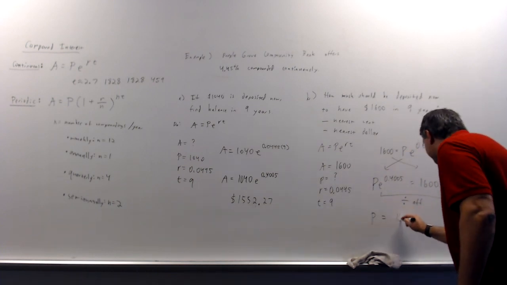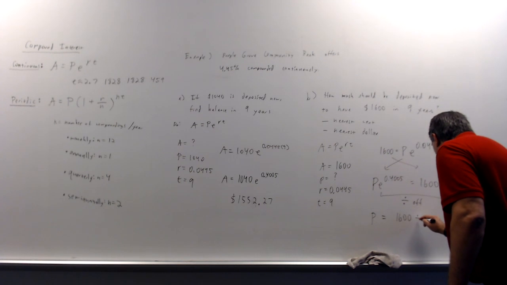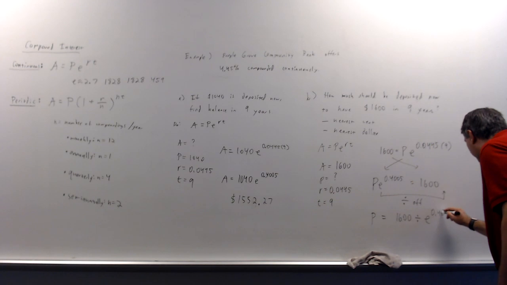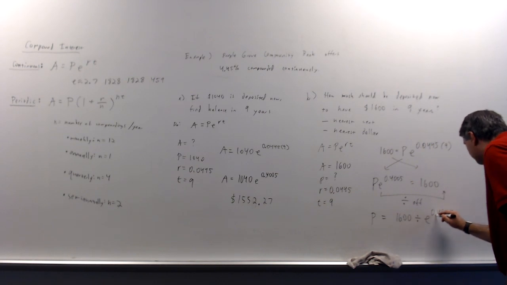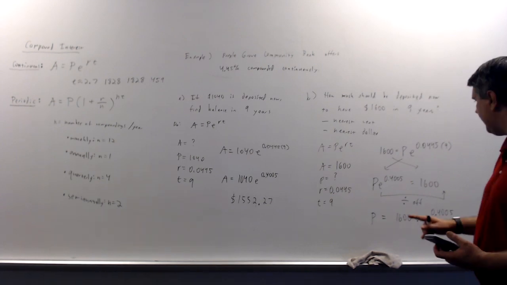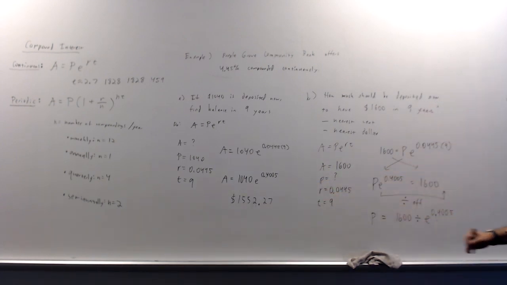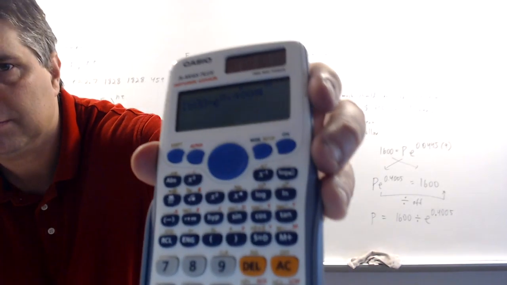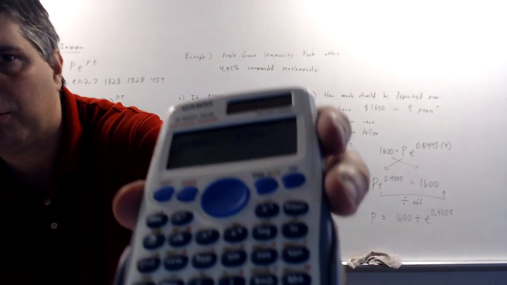So P equals 1,600 divided by e to the 0.4005th power. Okay, so I'll do similar to what I did here, except instead of multiplying, I'm going to divide. So 1,600 division, shift or second, ln, 0.4005. This is what it looks like on my calculator. Okay, if I can get it to show.